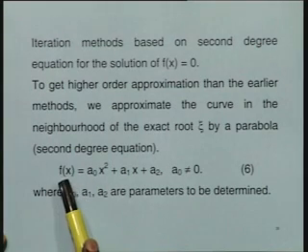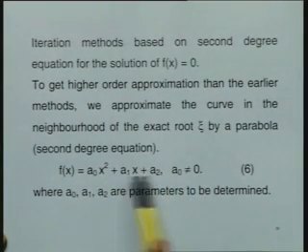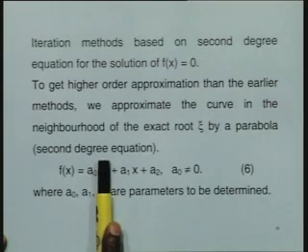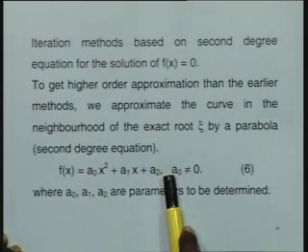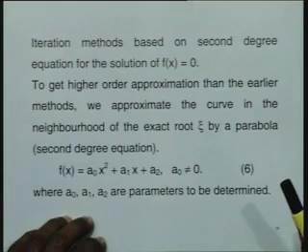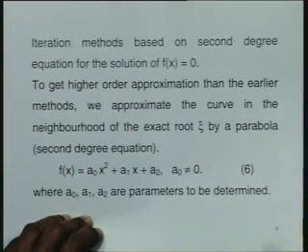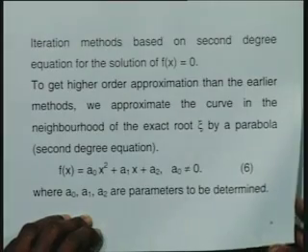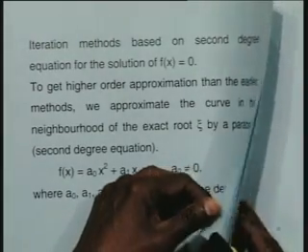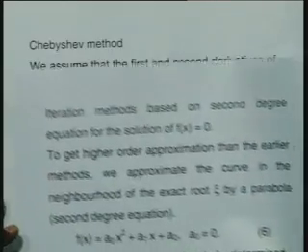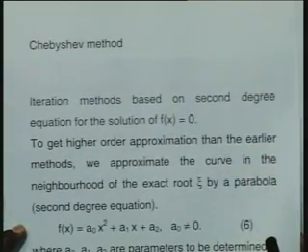So I will take the second degree equation as a0 x square plus a1 x plus a2, where of course a0 is not equal to 0, otherwise it is going to be a linear polynomial, and these 3 parameters are to be determined. Now the way in which you determine these 3 parameters a0, a1, a2 would design a new method, which we will call by different names. Now the first method is called the Chebyshev method.